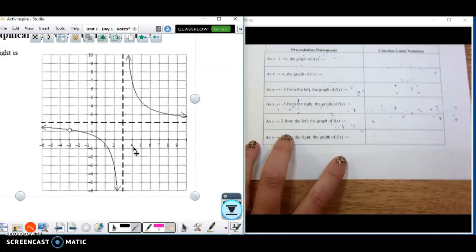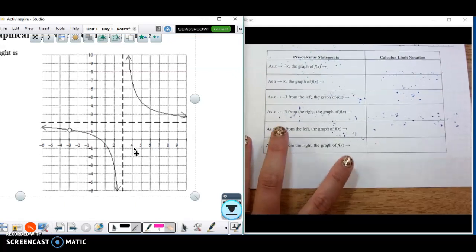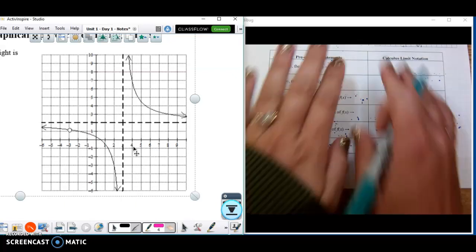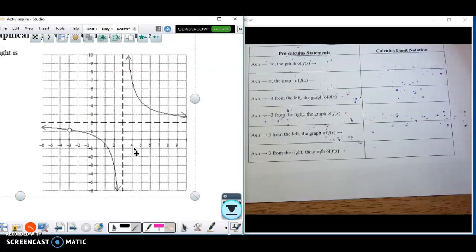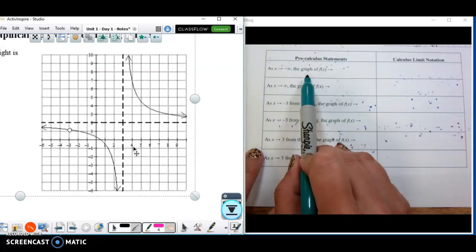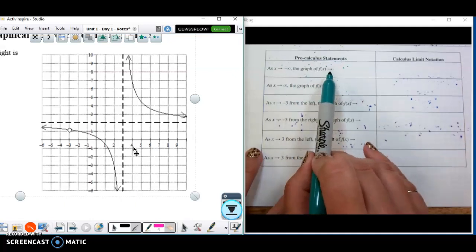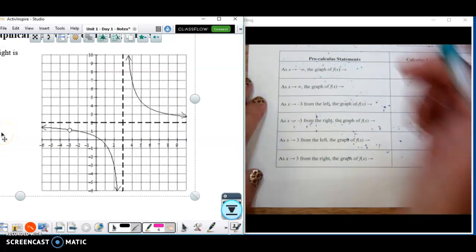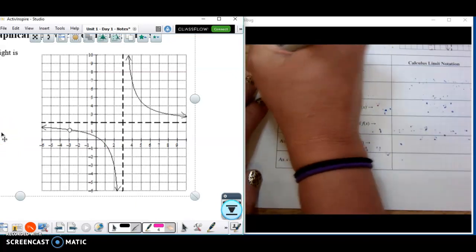Okay. So you worked on limits last year a little bit. You definitely worked on end behavior and you wrote them in limit notation. So hopefully this will seem familiar to you, especially the first two. So for the first two here, it says as x approaches negative infinity, what is happening to the graph of f of x? Okay, well, when x is approaching negative infinity, that means x is getting really, really small. So those small x values would be over here. So this is just referring to the left end behavior.